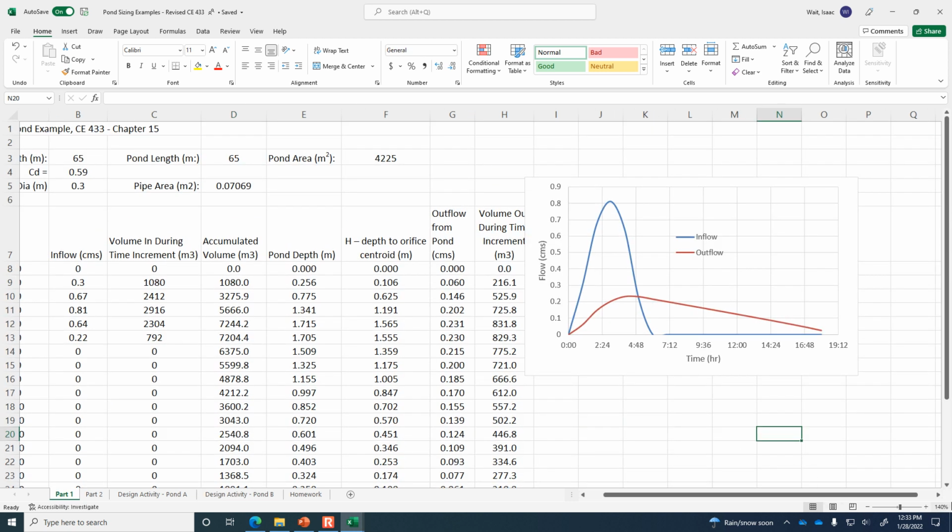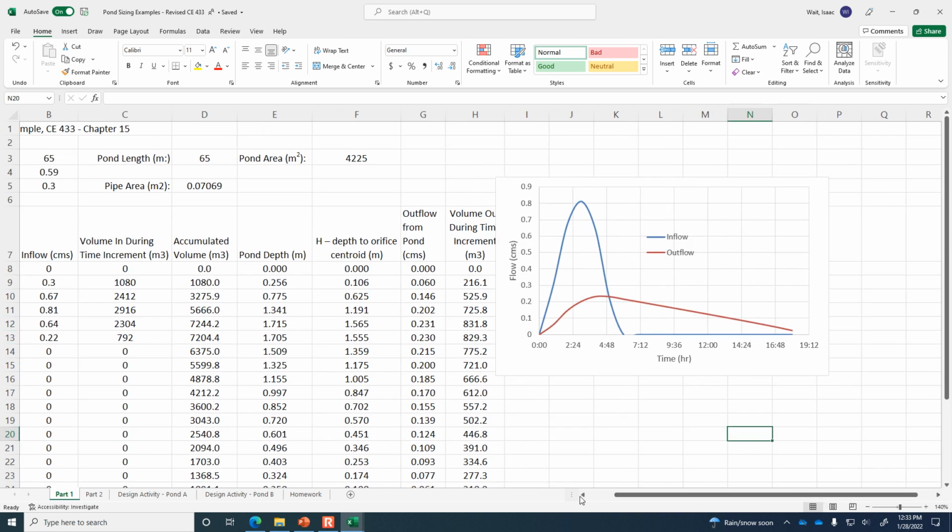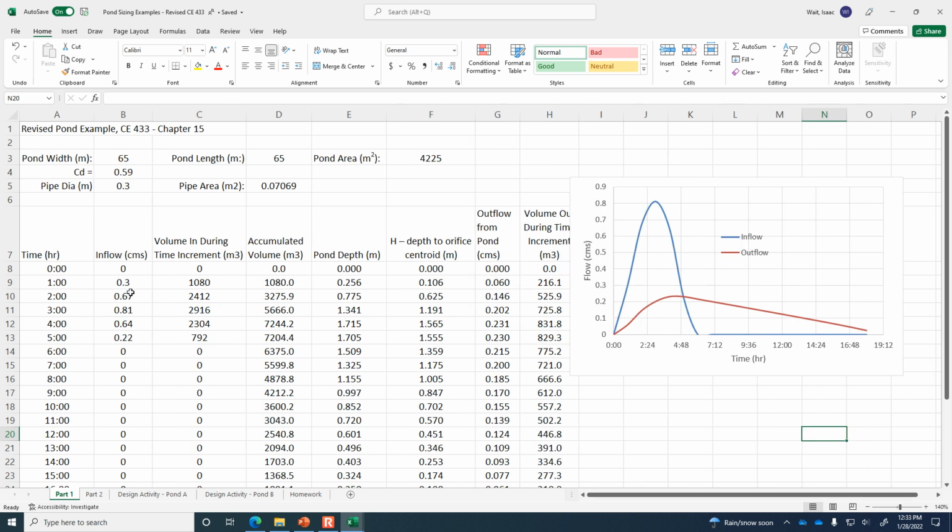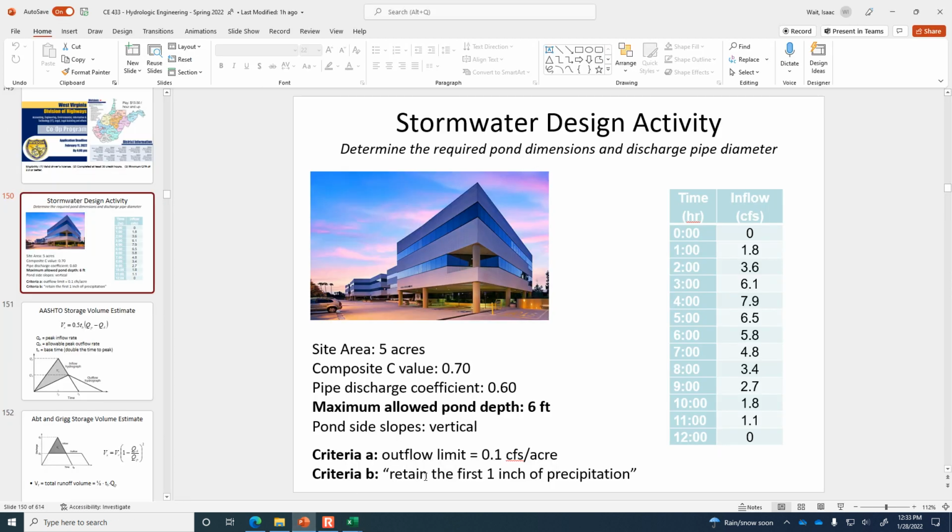Yeah, we made this hydrograph. We knew step by step, hour by hour, what the flow rate in was, and we calculated the flow rate out as a function of how deep the water is in the pond.